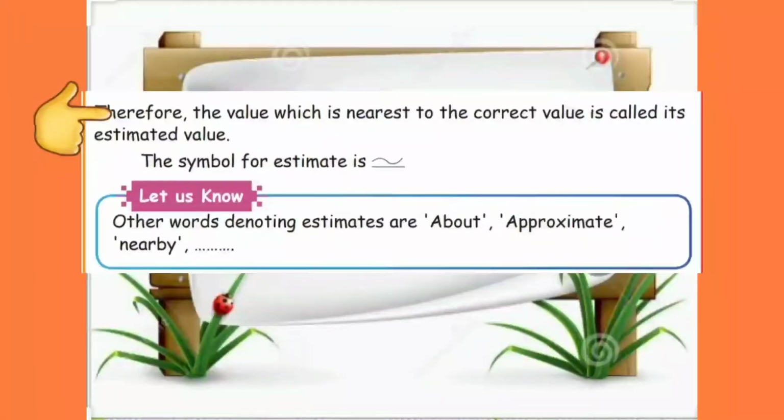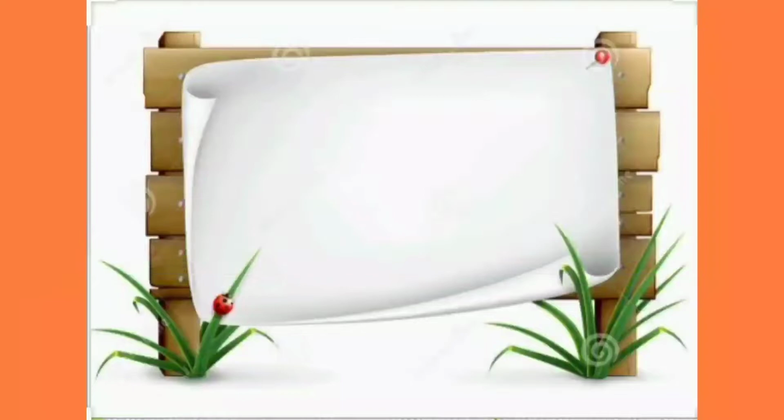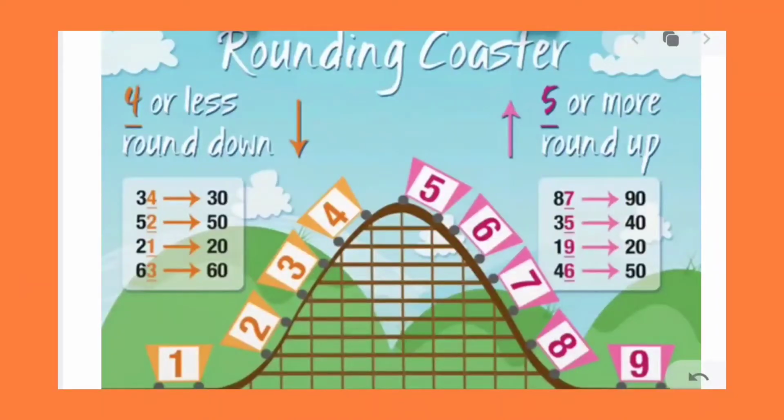So we have to find the nearest value for any number given, and that is the estimated value. The symbol for estimate is this, the estimated symbol. Other words denoting estimates are about, approximate, nearby. So estimate means we have to say about, approximate, nearby. Children, let us learn how to find an estimation number.